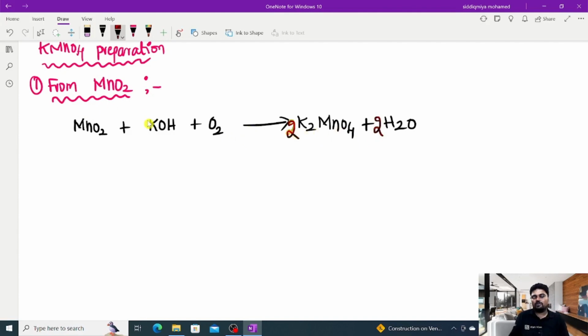Two times 2 gives 4 potassiums, so 4 potassiums. Two times 2 gives 4 hydrogens, so 4 hydrogens balanced, and 2 manganese. Okay, this is the balanced equation. The reactant here is manganese dioxide, and we are getting potassium manganate.